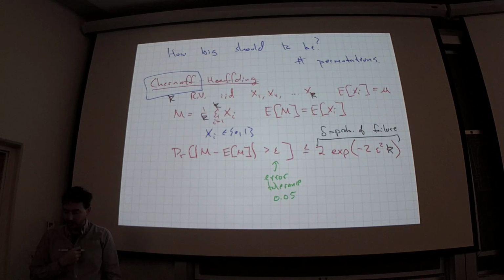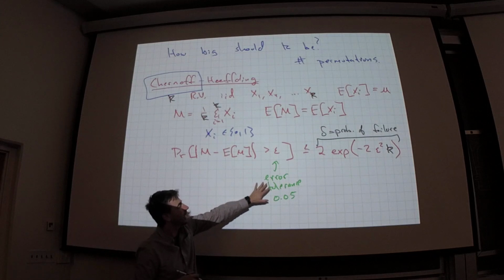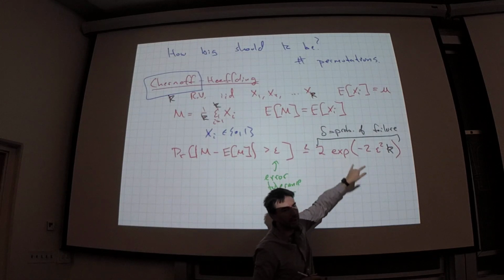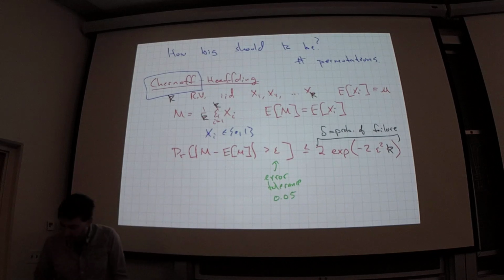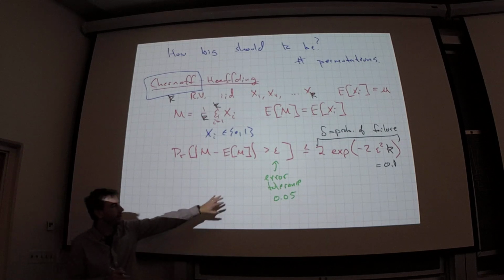Okay, so let's say I want to get 5% error, and I want the probability of failure to be, let's say I set this to be equal to 0.1. So only 10% of the time do I have more than 5% error.